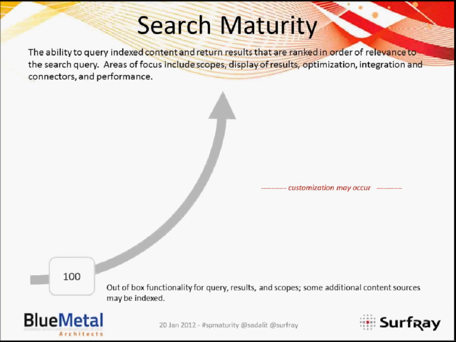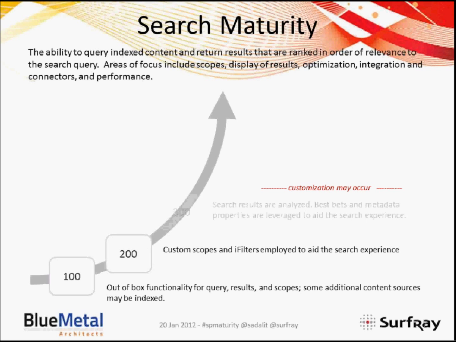So in terms of SharePoint maturity itself, at the very lowest level, we're looking at very out-of-box functionality being used. Moving upward, we're starting to employ maybe some custom scopes and filters to help the experience. At the 300 level, we're analyzing results and actually looking at what people are querying, and we might be applying some best bets and really making good use of metadata properties here. Now here's the point where typically customization may occur in a SharePoint environment, and by customization, I mean anything that touches the server. So not so much middle tier development, but actually anything that affects the server itself and might affect your upgrade or patching ability.